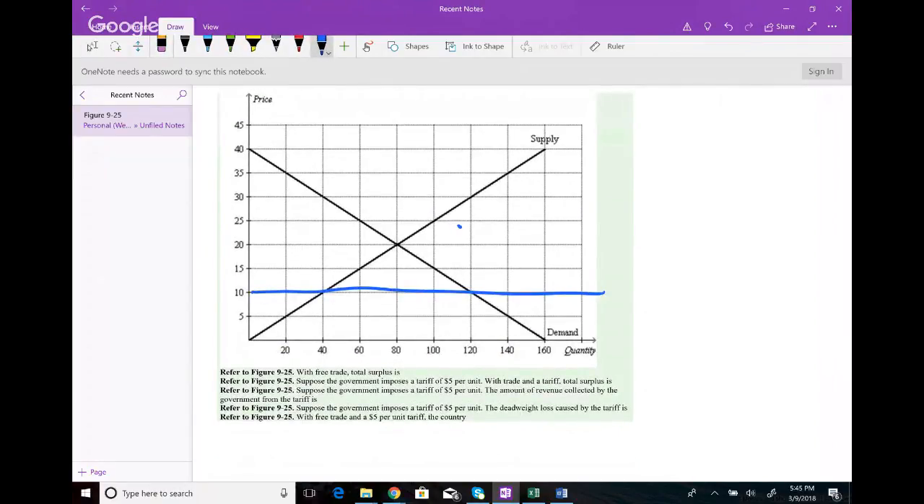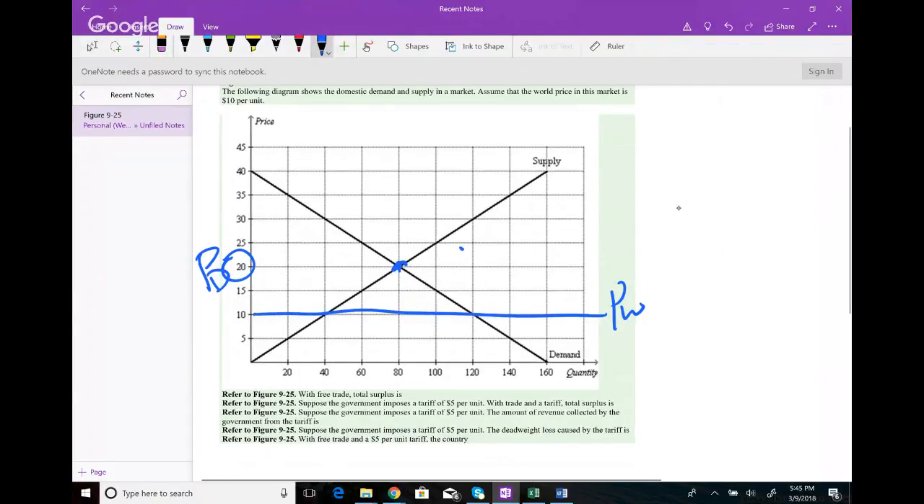$10. There we go. So this is PW. That's our price. Now, the first thing you want to ask yourself is import or export. Now notice this intersection here. At $20, that's our domestic price, and then your world price is $10. So anytime your domestic price is more than the world price, this will be an import. Okay, and then we also find out how many units is our number of imports.